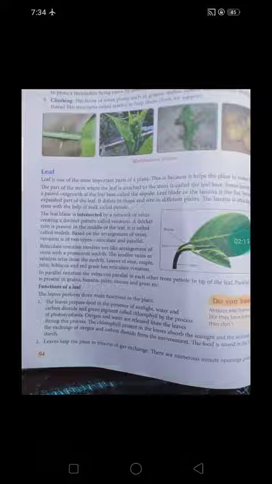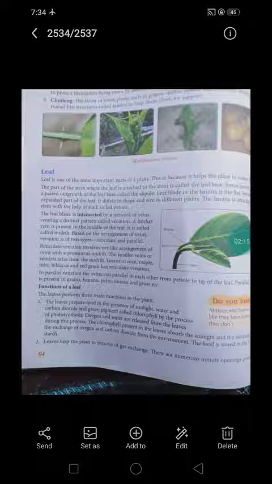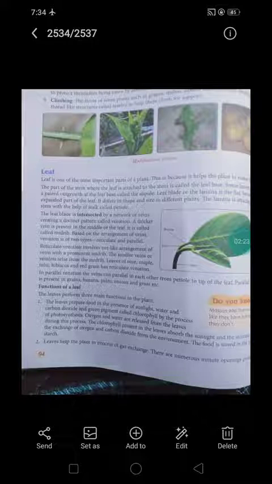Now, the functions of the leaf. A leaf performs three main functions. The leaf makes food for the plant by the process of photosynthesis. The leaf gets rid of excess water from the plant through transpiration. And the leaf also carries out the process of respiration in the plant, which is the production of energy from food. The leaf also helps the plant in the exchange of gases.